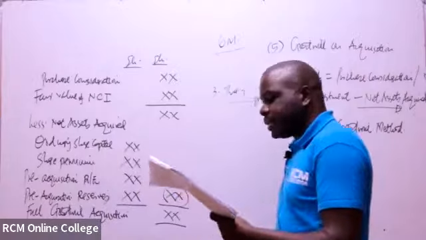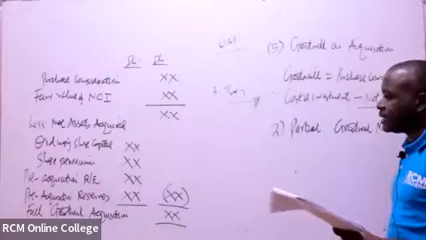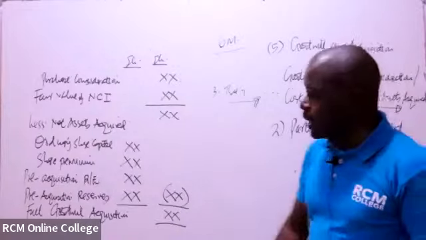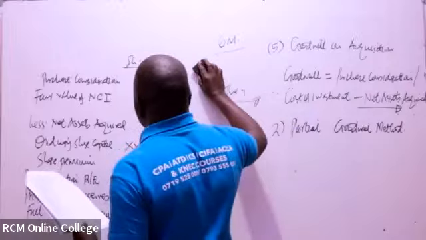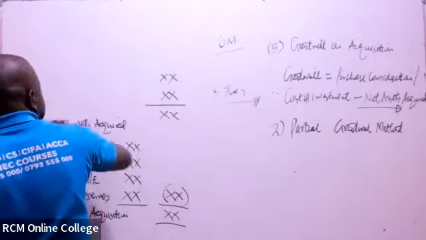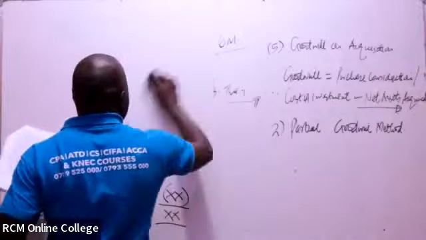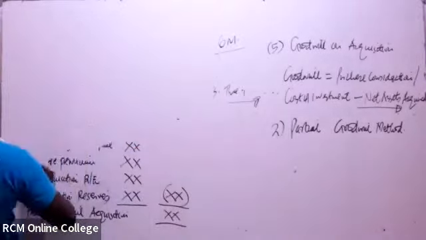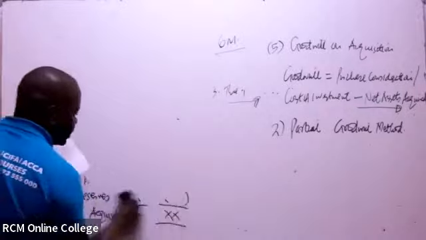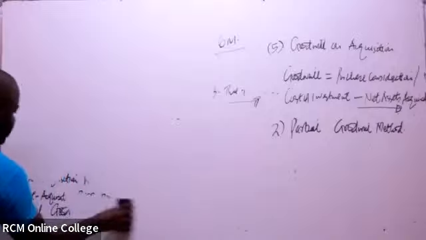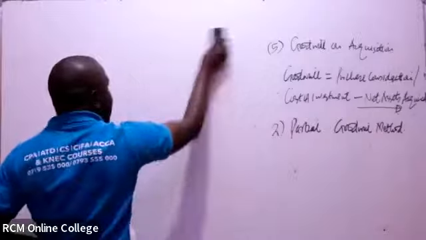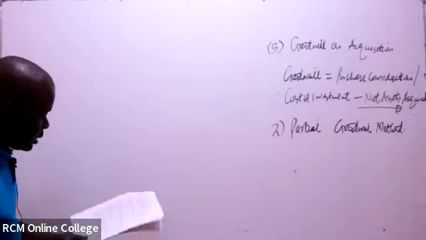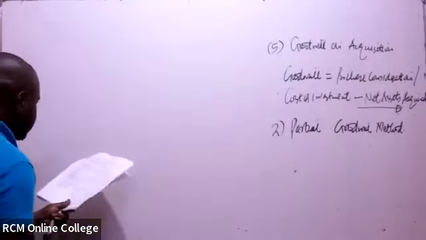It is determined as follows. These are how you calculate goodwill using the partial goodwill method.